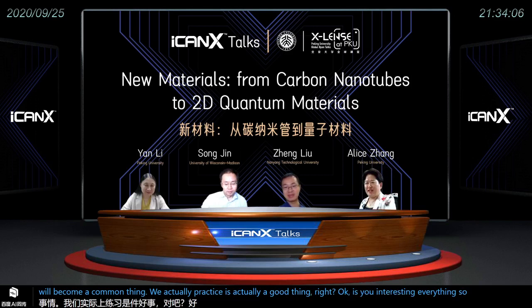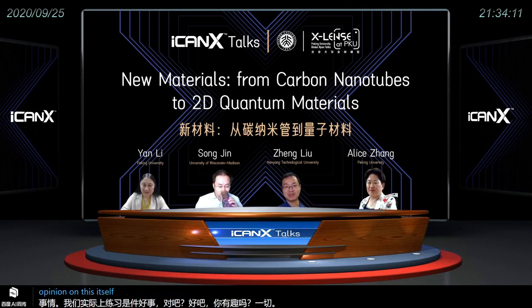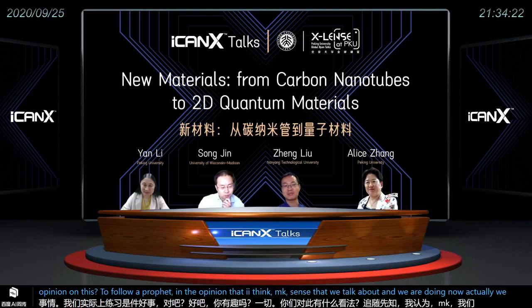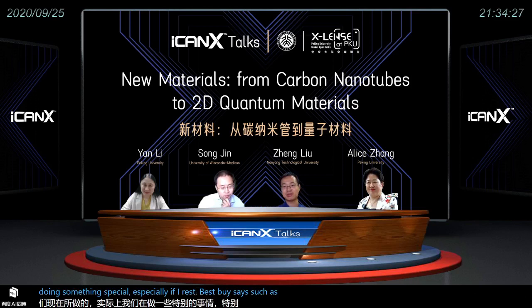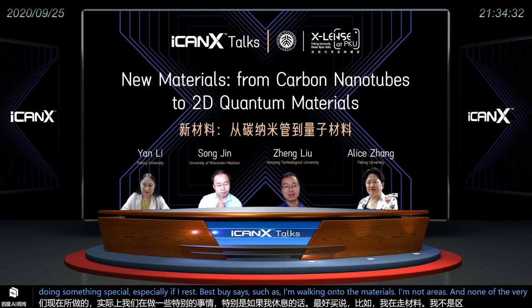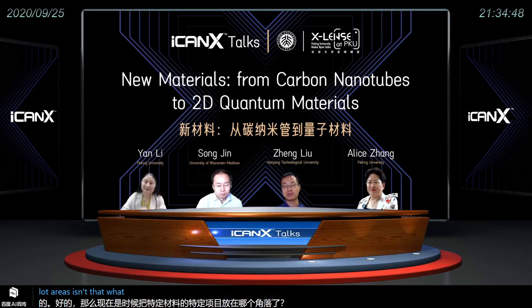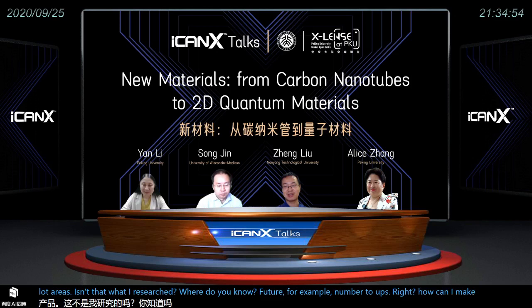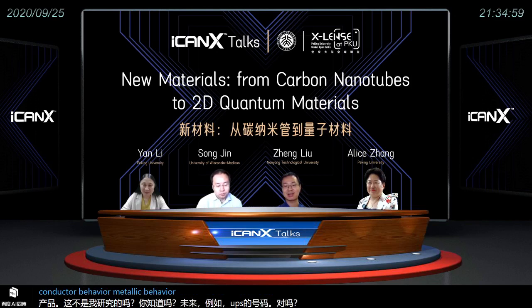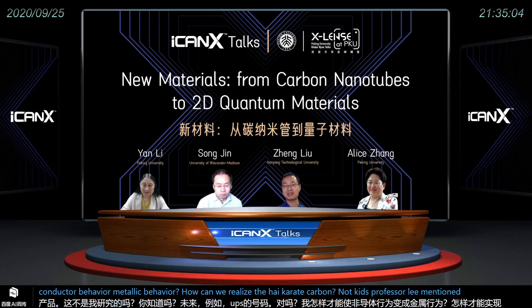So, John, what's your opinion on this? I just follow Professor Jin's opinion. I think it doesn't make sense to say we are doing nano. Actually, we are doing specific things. For example, I'm working on 2D materials. Not on very general ideas. It's time to work on specific materials and figure out a way to make the highest quality. Isn't that what our research will do in the future? For example, nanotubes: how can we make nanotubes with semiconducting or metallic behavior? How can we realize high purity carbon nanotubes, as Professor Li mentioned? This will be the proper way that we move forward in nanotechnology.